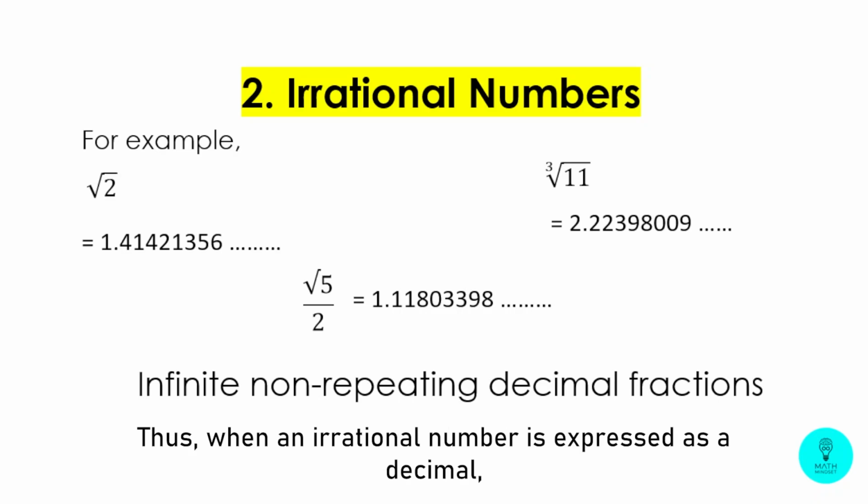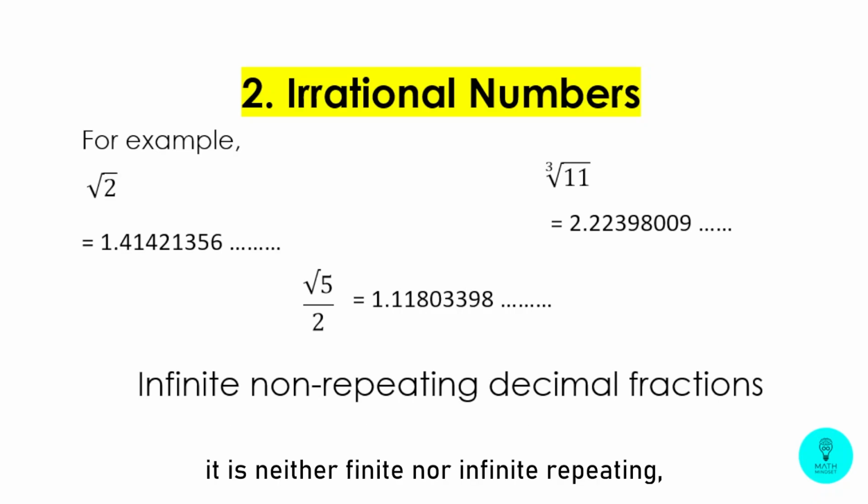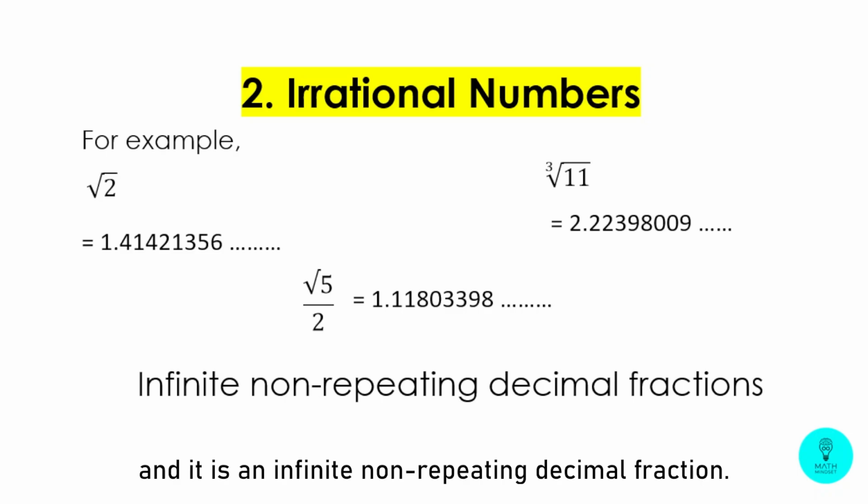Thus, when an irrational number is expressed as a decimal, it's neither finite nor infinite repeating, and it's an infinite non-repeating decimal fraction.